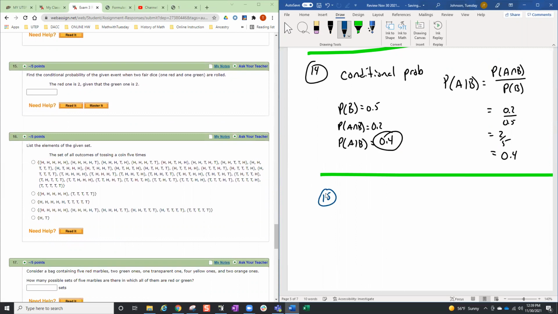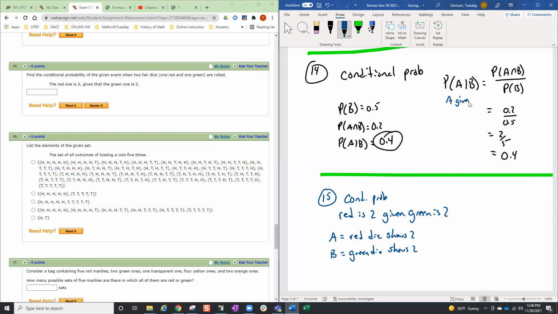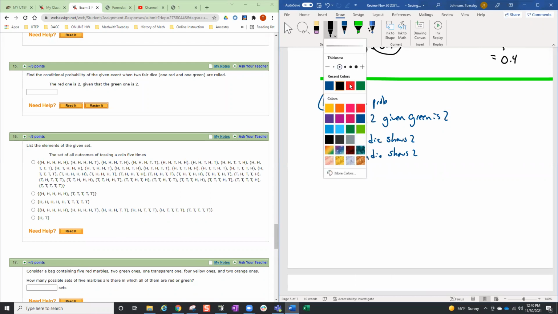Number 15. Find the conditional probability, all right? So I'm already thinking this formula, conditional probability, 2 fair dice, 1 red and 1 green. The red one is 2, given green is 2. So I'm going to let A be the event that the red die shows a 2. B is the event that the green die shows a 2. Because whatever is given, that comes after the line. So this is A given B. If I could rewrite my statements in terms of A and B, now I can find the probabilities of these. And I am going to go back to the red and green die.